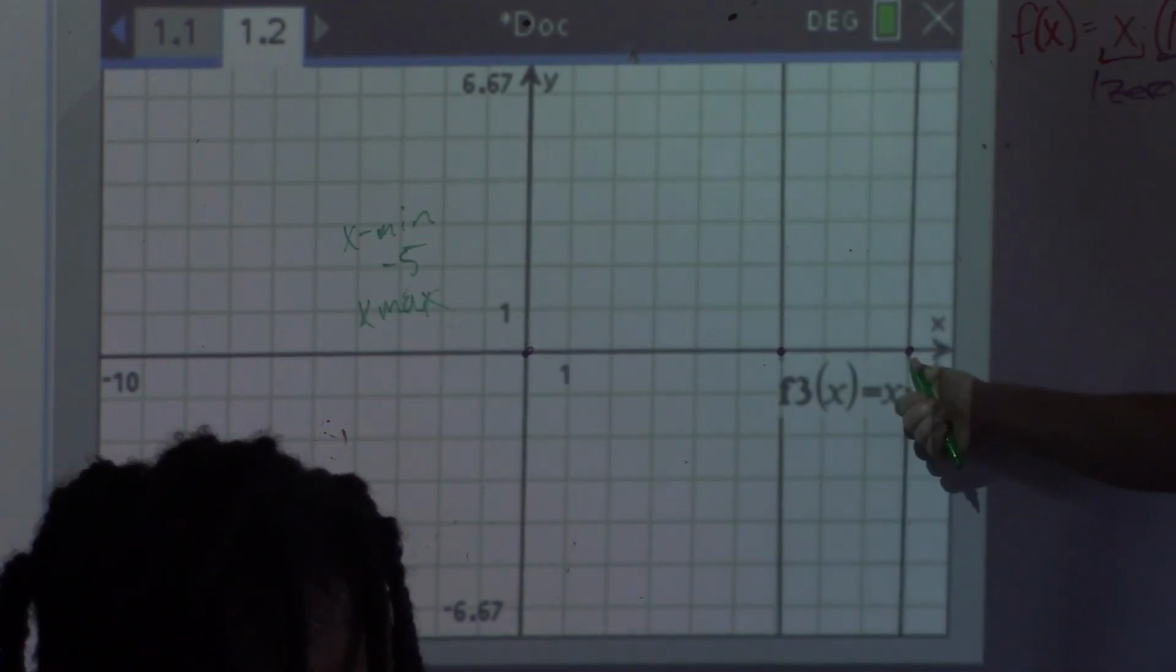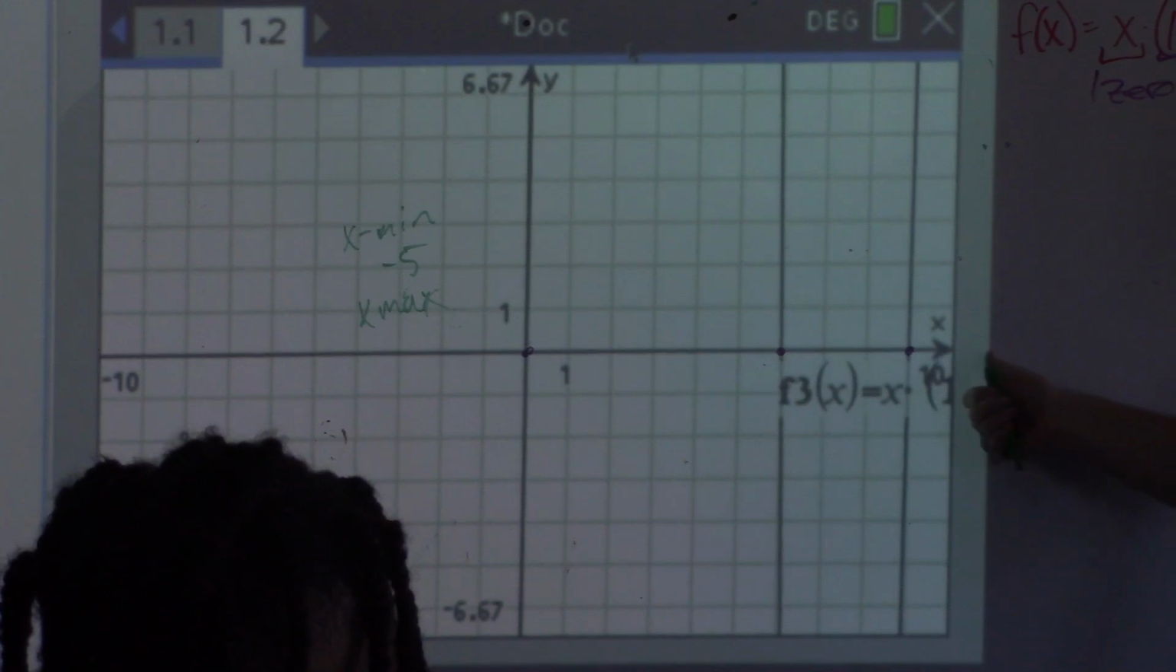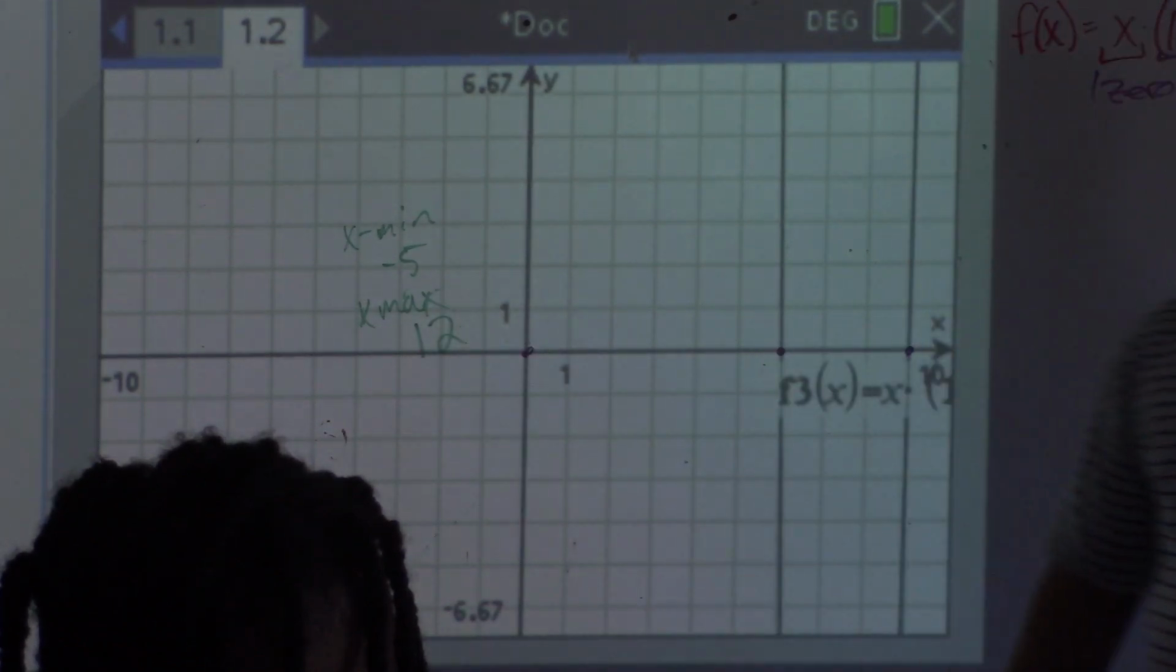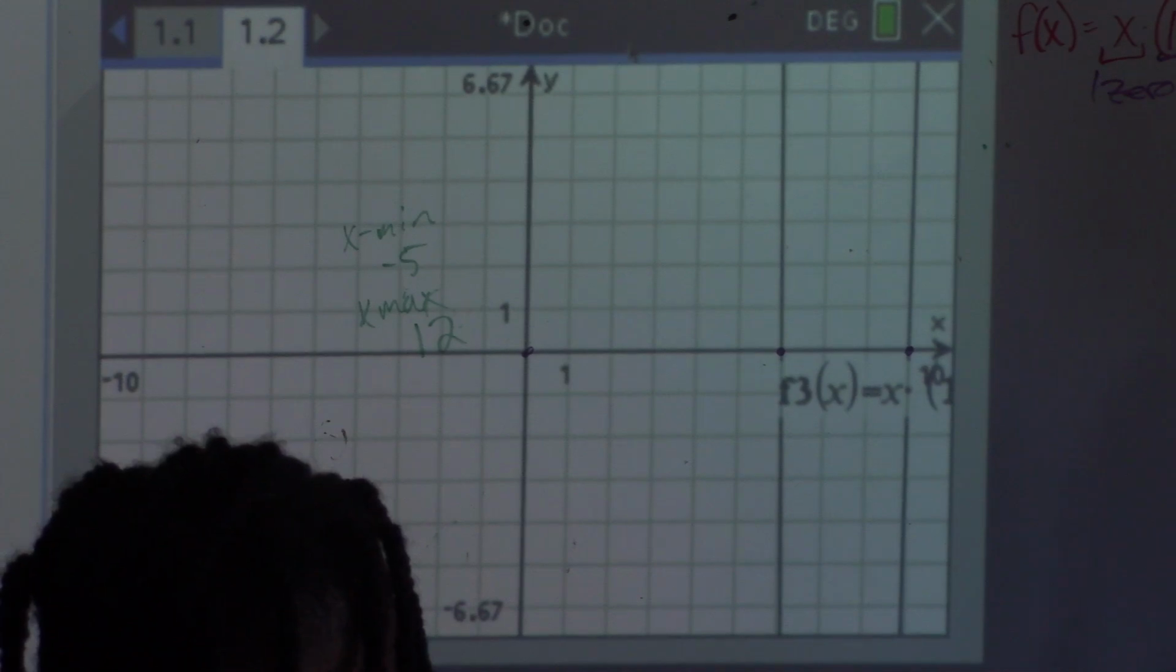I see a 9 right here, so maybe a little past that. Maybe 10, 15. I'd say 12 to 15, somewhere in there. Let's go with 12. You can probably go up to 15, that'd probably be fine.